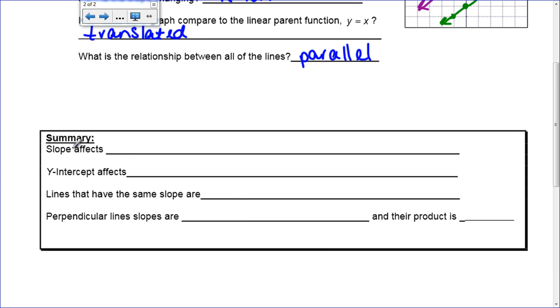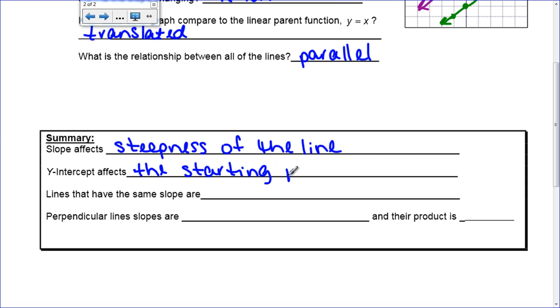So let's do a summary. Slope affects the steepness of the line. The bigger the number, the steeper the line. The smaller the number, the more shallow the line. But the slope affects the steepness of the line. The y-intercept affects the starting point of the line. So it affects where it begins. Does it start at 0 or did it start at a different place? So the y-intercept affects the starting point. It will translate it up for a positive y-intercept, down for a negative y-intercept.